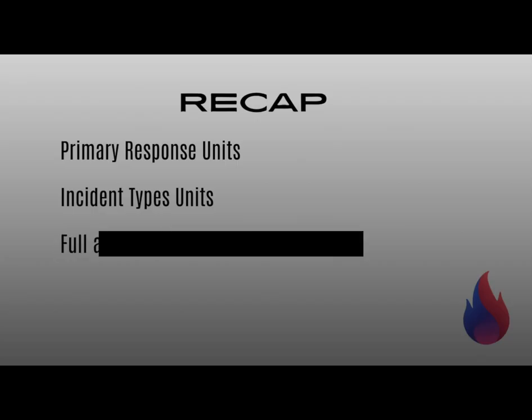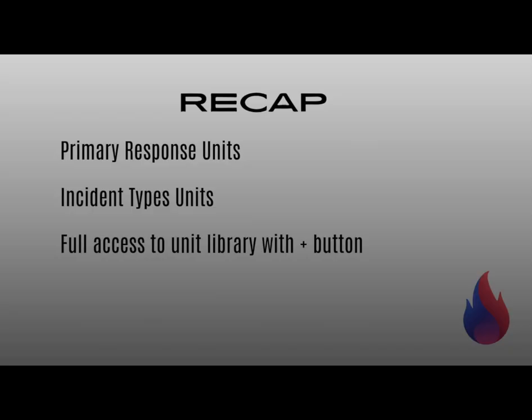Let's do a quick recap. Primary response allows for quick designation of a primary set of units to respond to any or all incident types. In addition, it provides a fallback should no units be selected. If no primary response is created when configuring the app, all units will load. Incident types are fully customizable in terms of what units you wish to respond for that incident type. And lastly, regardless of initial units that load with the incident type, incident commanders will always have access to the entire library of units entered into Optic by utilizing the plus button on the command board.